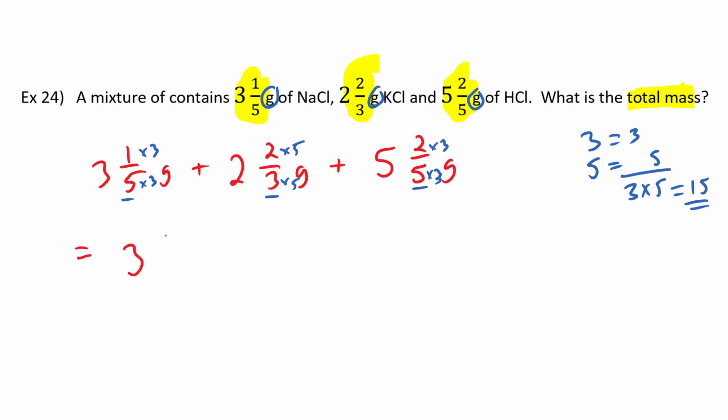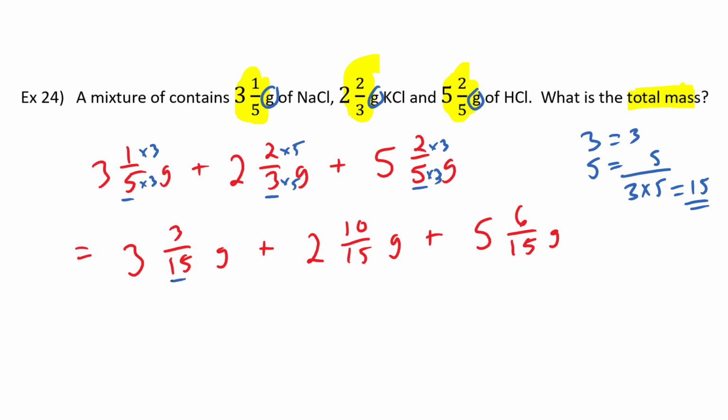The next line, we have 3 over 15 grams. Make sure you bring those units with it. 2 and 10 over 15 grams plus 5, 6 over 15 grams. Now that we have common denominators, we can add up the whole numbers. 3 plus 2 is 5, plus another 5 is 10. And we can add up the fractions. Remember, when we're adding fractions, the denominator remains the same. We're taking 3 plus 10 plus 6. 3 plus 10 is 13, plus 6 is 19.